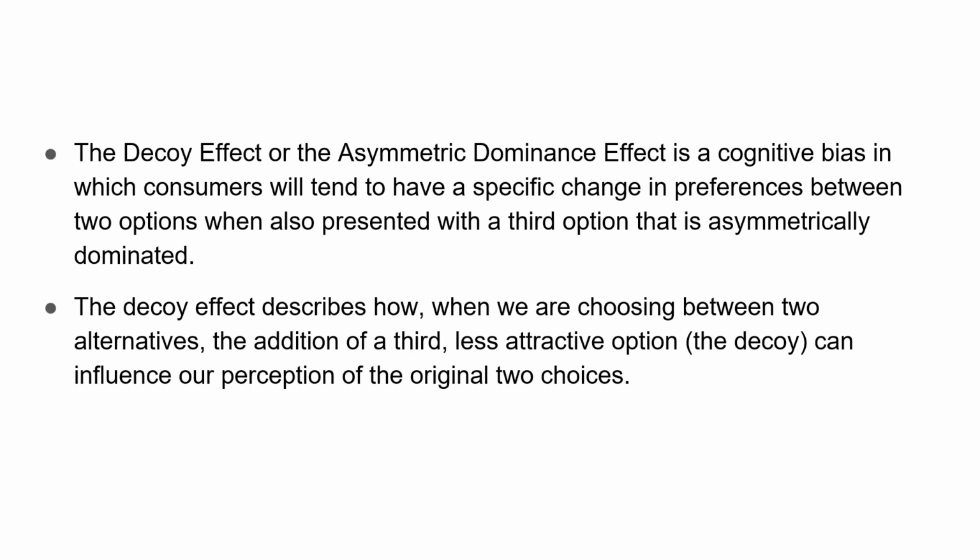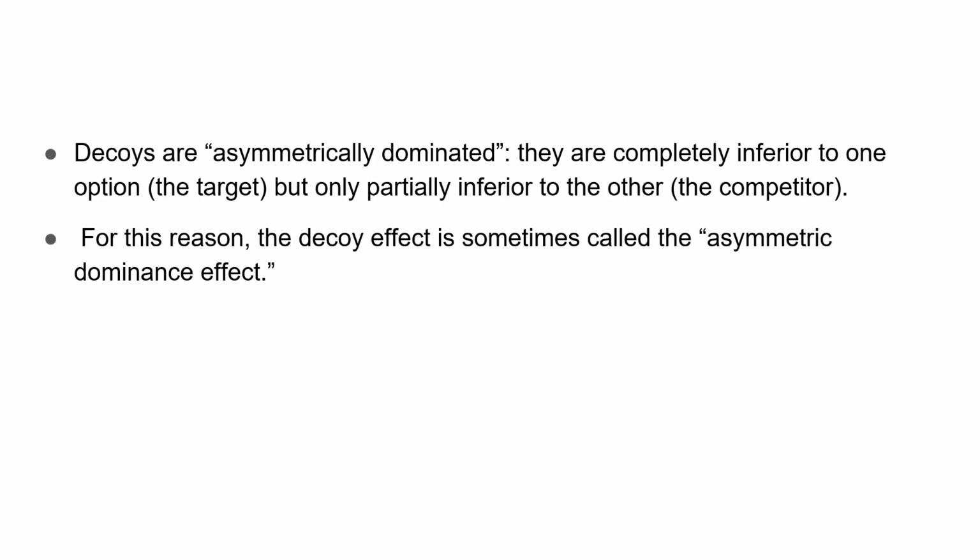This effect is seen when we are choosing between two alternatives. The addition of a third one, which is a less attractive option, can influence our perception of the original two choices. Decoys are considered asymmetrically dominated because they are completely inferior to one option, which is the target, and at the same time partially inferior to the other option, which is the competitor. For the same reason, the decoy effect is known as the asymmetric domination effect or asymmetric dominance effect.